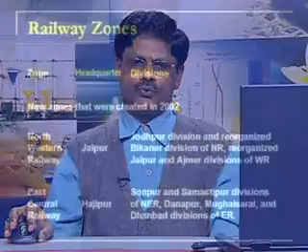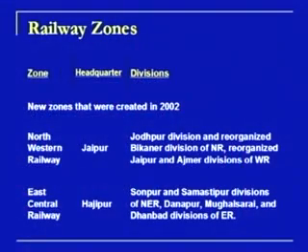Then there were some zones which were created in 2002. These zones were the North Western Railway Zone with a headquarter at Jaipur, and the East Central Railway Zone with a headquarter at Hajipur. They were created by taking the different divisions or by creating new divisions, maybe from the northern regions or the western regions in the case of Northwestern Railways, or from the eastern regions or the central regions in the case of the East Central Railways.